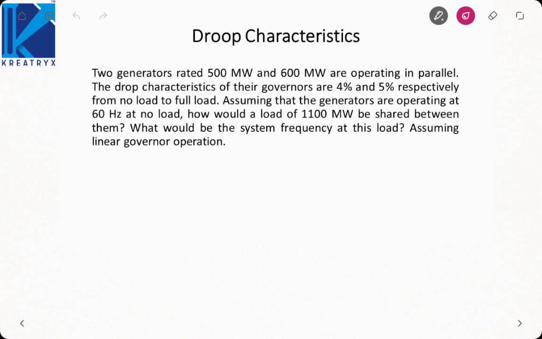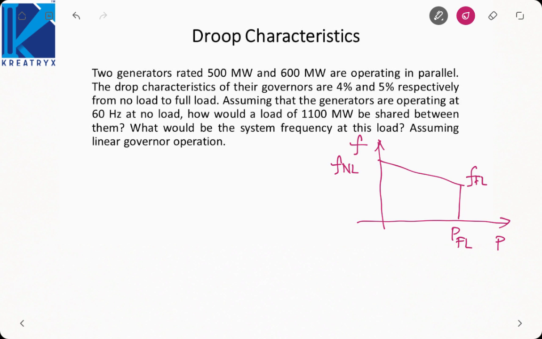In the next type of problem, it is based on droop characteristics. What is meant by droop characteristic is when you increase the load on any alternator, its speed and the frequency of output will decrease. Usually we assume that the frequency decreases linearly with power like this. So this is our no load frequency. This is our full load frequency corresponding to full load power output.